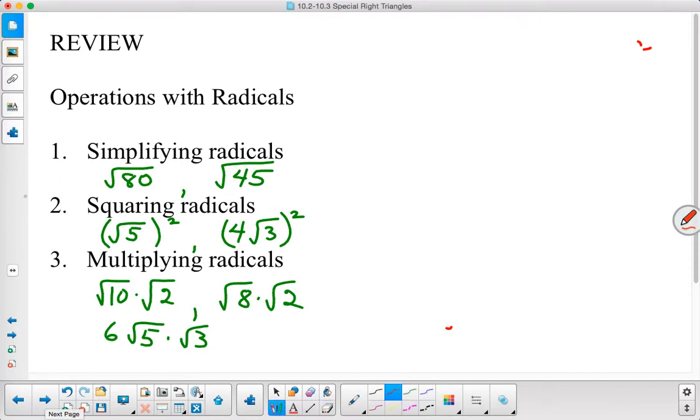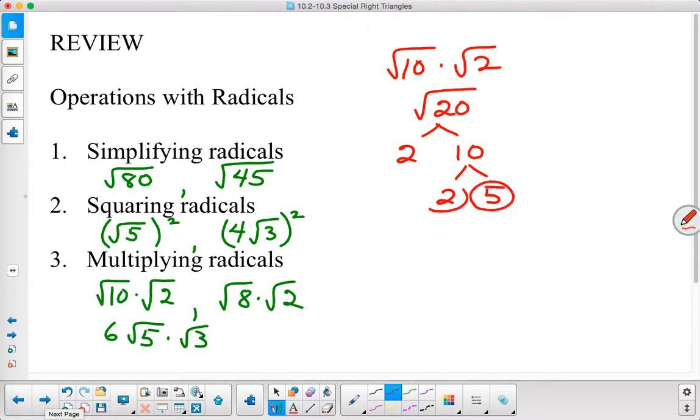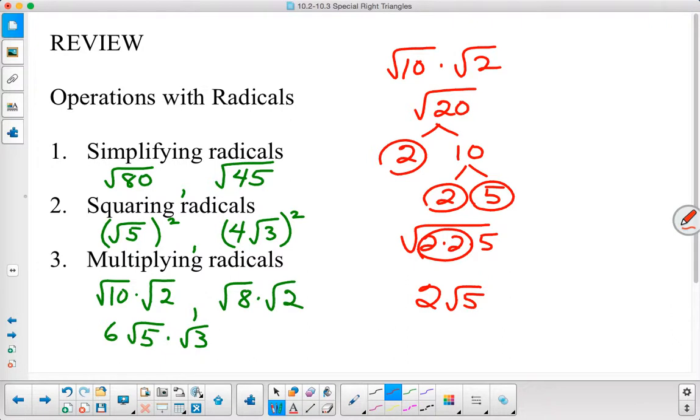We've been multiplying radicals. You might have seen me multiply in those last sample problems. But square root of 10 times the square root of 2 is simply the square root of 20. Actually, on this one, we're not completely done because square root of 20 can be simplified. 2 times 10, 2 times 5. We have a pair of 2's. So the square root of 20 becomes 2 times the square root of 5.